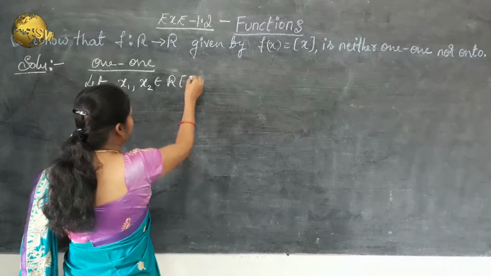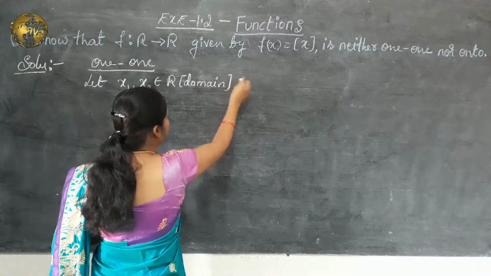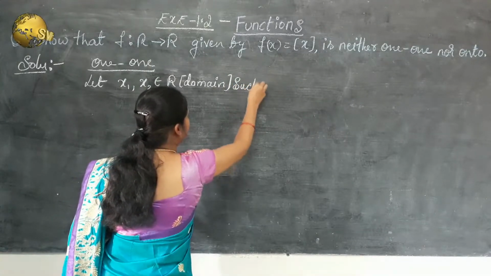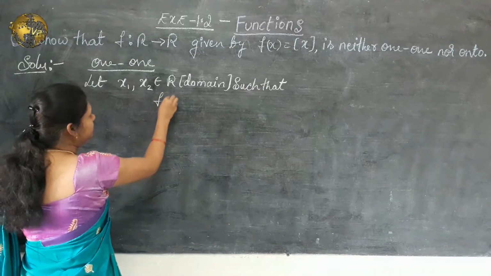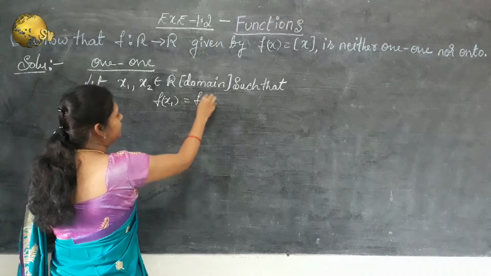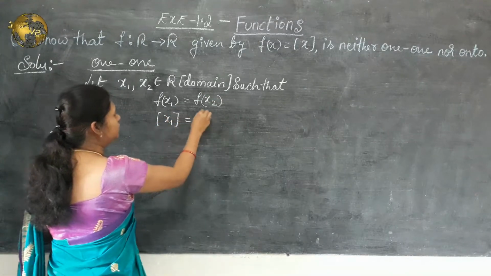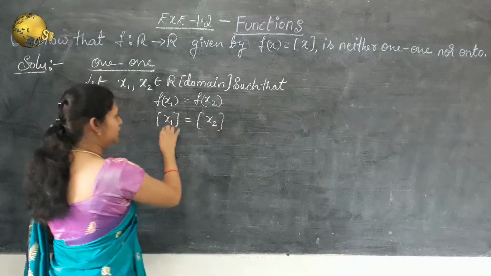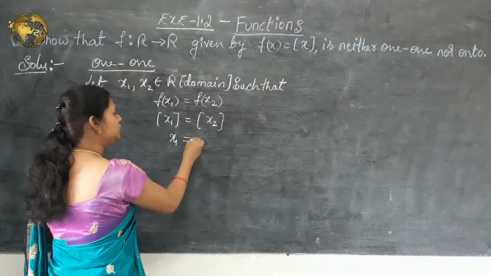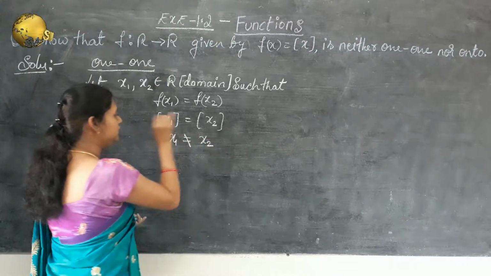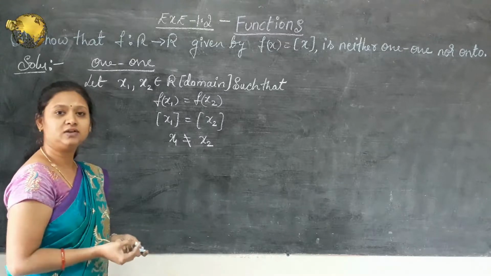that is the domain, such that f of x1 is equal to f of x2. That is, greatest integer x1 is equal to greatest integer x2. If greatest integer x1 is equal to greatest integer x2, is x1 equal to x2? We know that they both cannot be equal. Correct? Why can they not be equal?